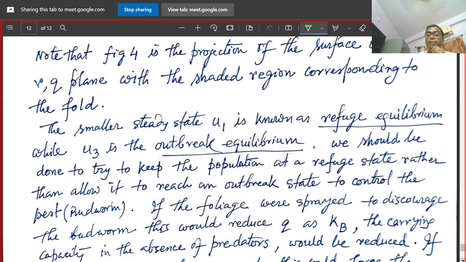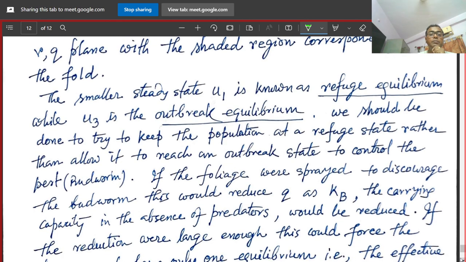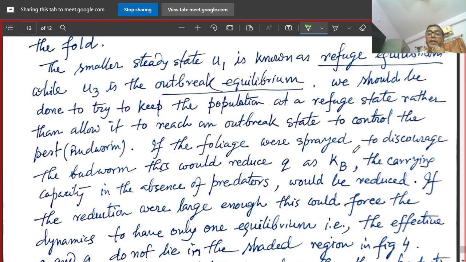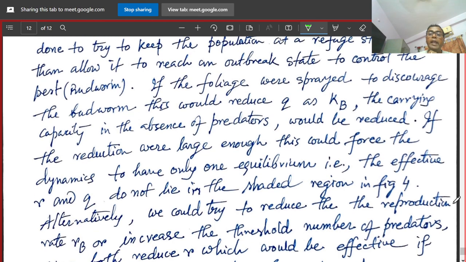If flowers were spread to discourage the budworm, this would reduce Q, as Kb, the carrying capacity in the absence of predators, would be reduced. If the reduction were large enough, this could force the dynamics to have only one equilibrium, that is, effective R and Q do not lie in the shaded region in figure 4.